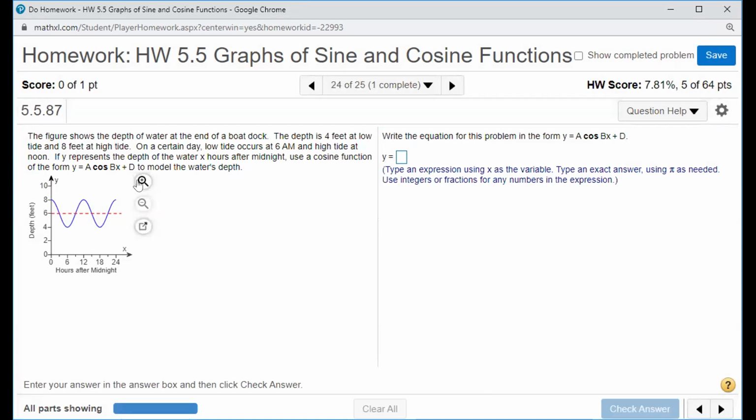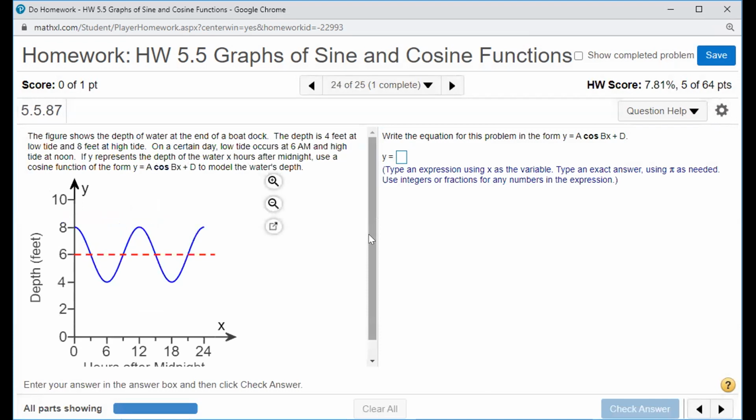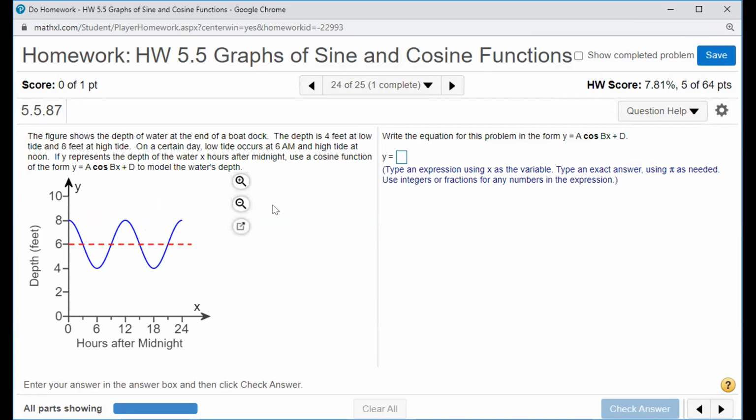Okay, let's take a look at this question together while we're at it. So here, this says this figure shows the depths of the water at the end of a boat dock. The depth is 4 feet below at low tide and 8 feet at high tide. On a certain day, low tide occurs at 6 a.m. and high tide at noon. If y represents the depth of the water x hours after midnight, we're going to use a cosine function of the form y equals a cosine bx plus d to model the water depth.